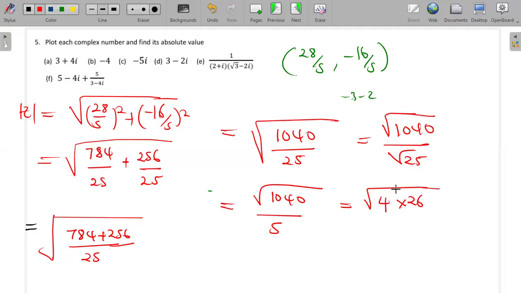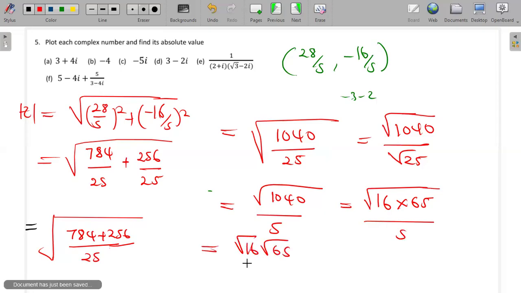Even, I think 16 can go into there. So 1040 divided by 16, oh yeah, 16 can go there. So we use 16. So 16 multiplied by 65 gives us 1040. So 16 is a perfect square, but 65 is not. Then you have 5 there. And this is going to give us root 16 times root 65 over 5. And the square root of 16 is just 4. Then you have root 65 over the 5 there. And that is your answer.